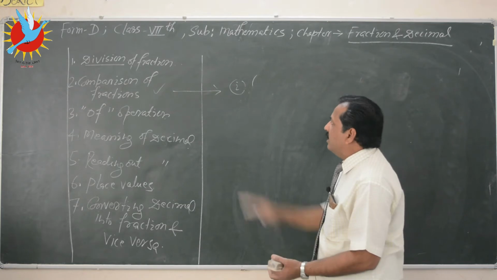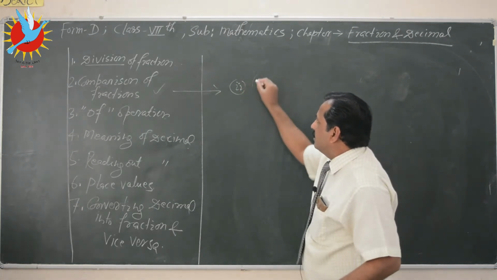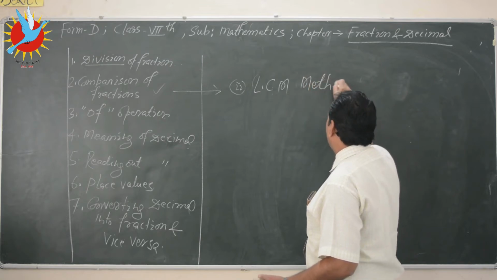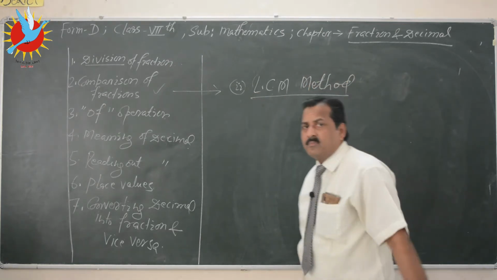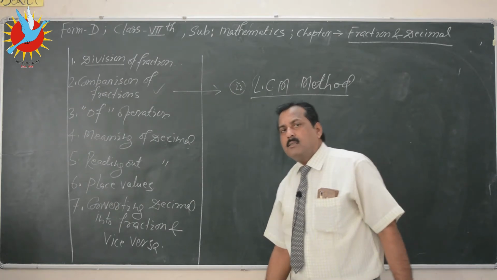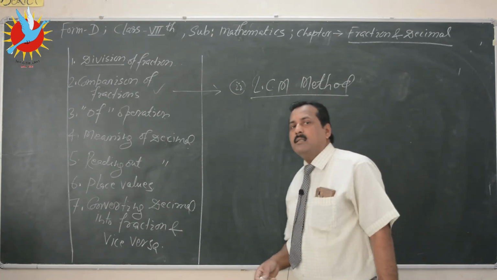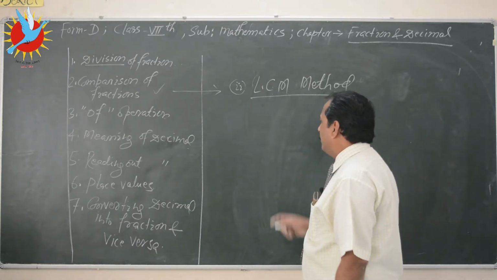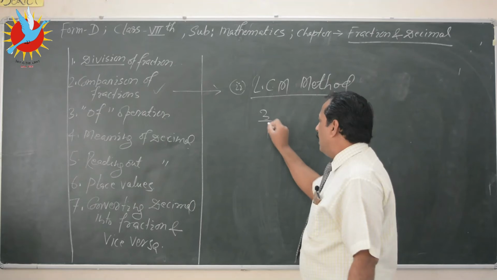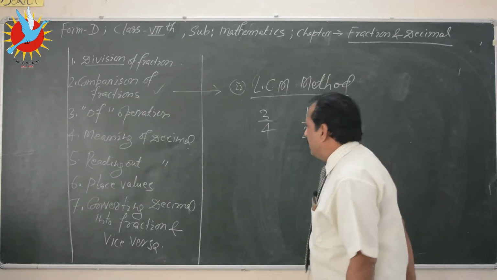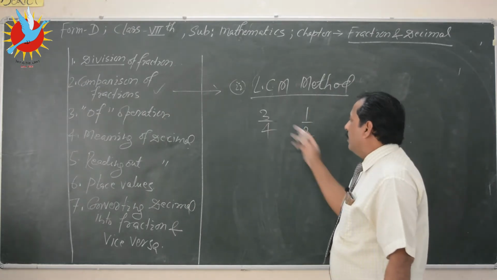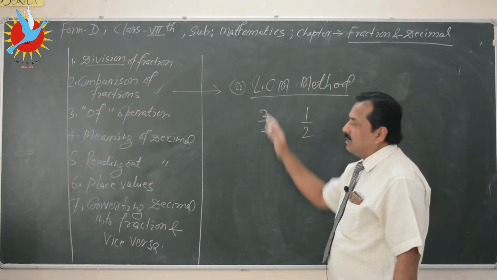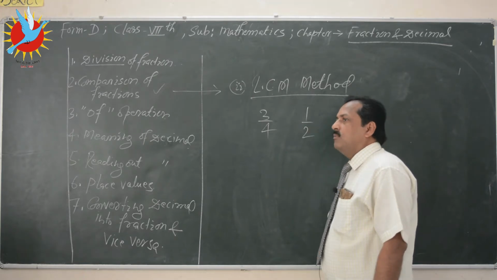Another method, apart from this cross multiplication, is the LCM method. So how to do it? This is suited when you have to arrange many fractions in ascending or descending order. Let us start with one small simple case like 3 by 4 and 1 by 2 as we did earlier. By cross multiplication, 3 times 2 is 6 and 4 times 1 is 4, this part is greater, so 3 by 4 is greater than 1 by 2.